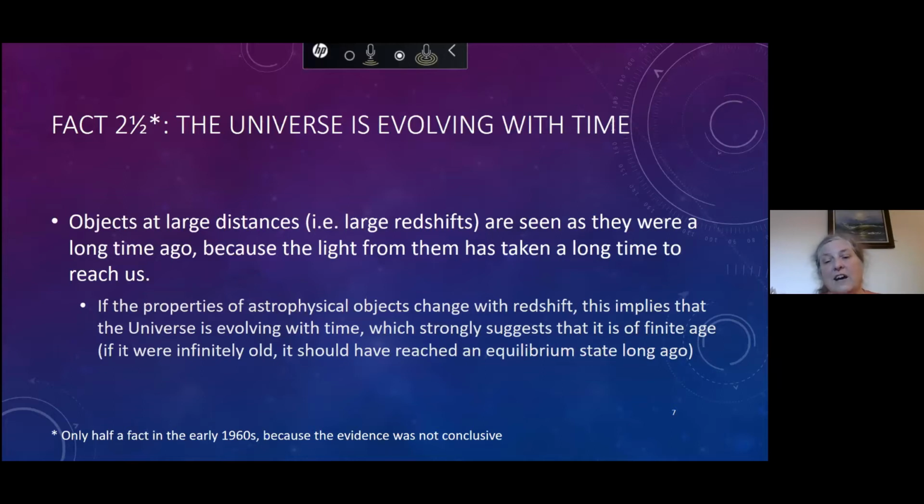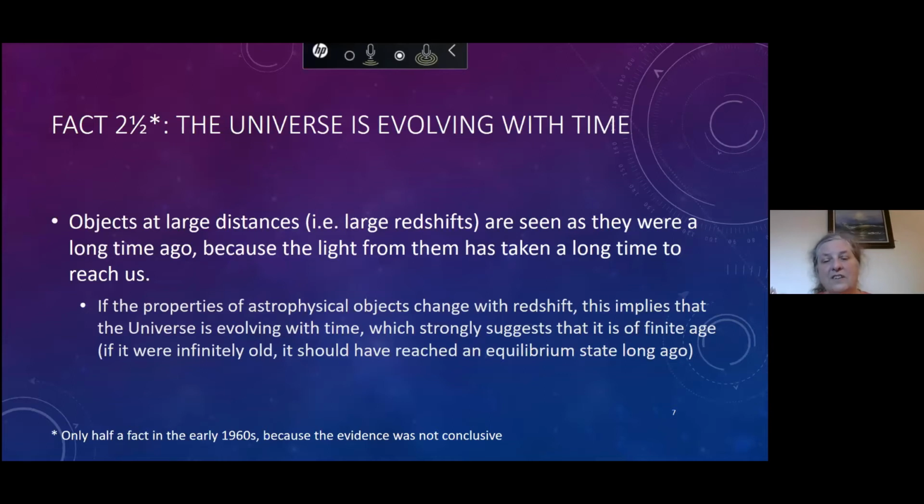Fortunately, we can check that because if you have an object that is a long way away, the light from that object has taken a long time to reach us, and therefore we are seeing that object as it was a long time ago. So, for example, the Andromeda galaxy is about 2 million light years away. So if you look at a photograph of the Andromeda galaxy, the light that entered the camera to make that photograph left Andromeda 2 million years ago. That's not a long time by astronomical standards. It's a long time by human standards. 2 million years ago, Homo erectus had just about evolved.